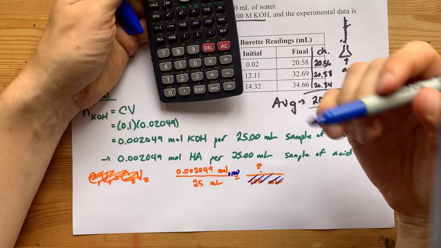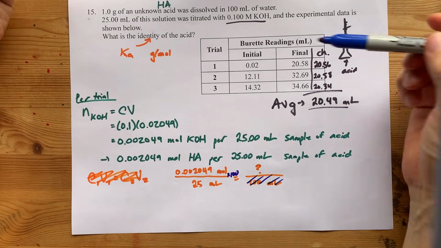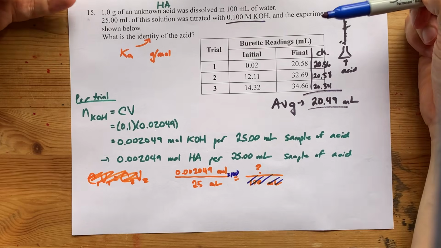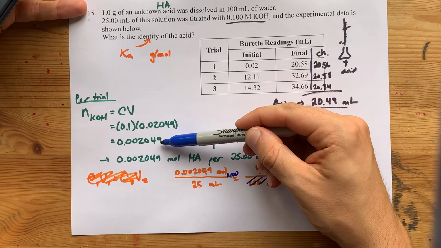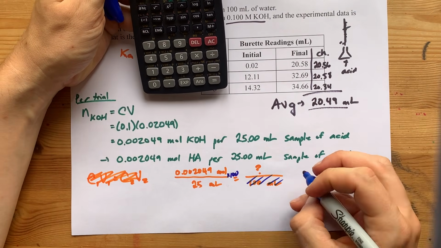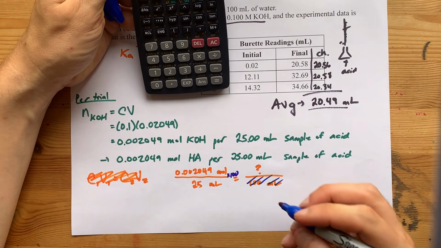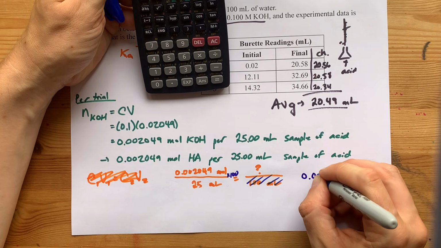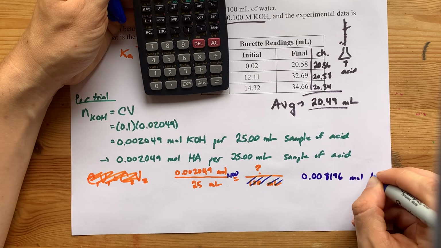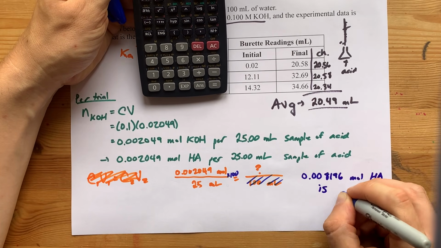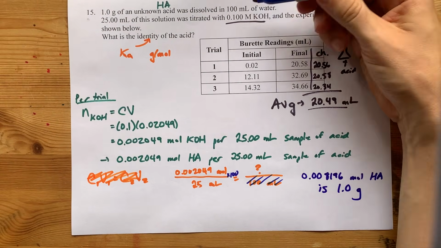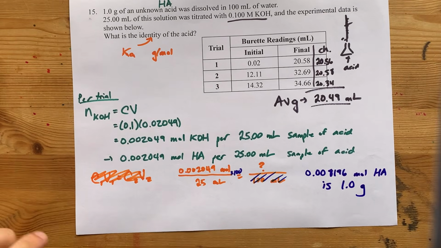Now please note that you might have been able to do that in your head. 25 is exactly 1/4 of 100. So if this represents 1/4 of the total number of moles of acid, you just times by 4 to get the actual number of moles of acid. 0.008196 moles of HA represented that full 1 gram that was dissolved in 100 milliliters of water.